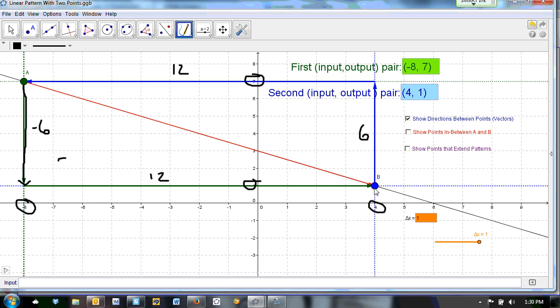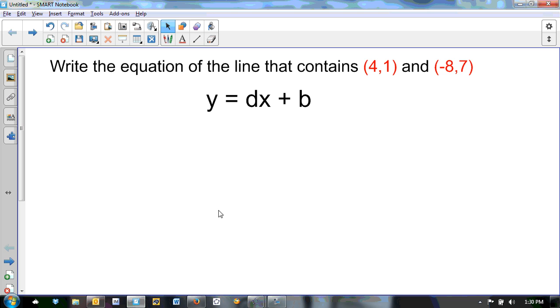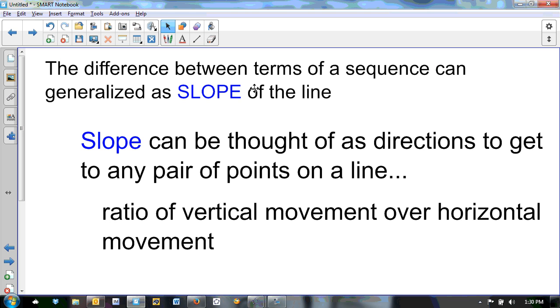So now, if we can think direction as far as how to get from one point to the next as a vertical movement and a horizontal movement, then really that direction is going to be written as a ratio. So let's look at this here real quick. We can actually find the difference between terms in a sequence, or our points that we have.